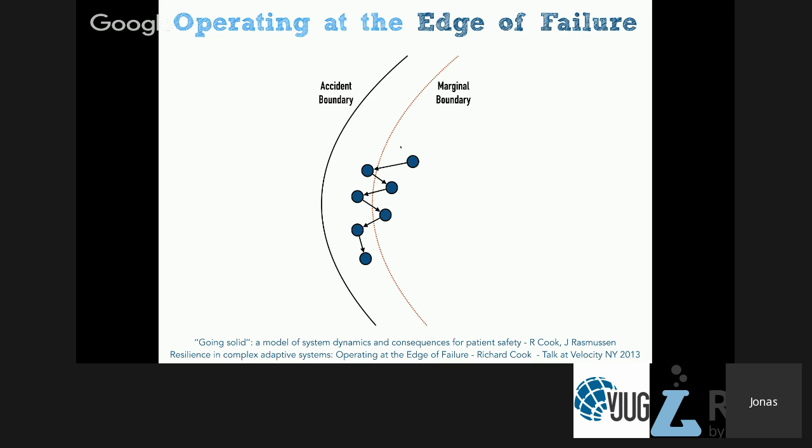How bad can it be? So what happens then is that we move the margin closer and closer to the accident boundary, and we get less and less margin for failure. And this is what is called normalization of deviance. Diane Vaughan wrote about that and coined that term when she wrote about the Challenger launch decision.